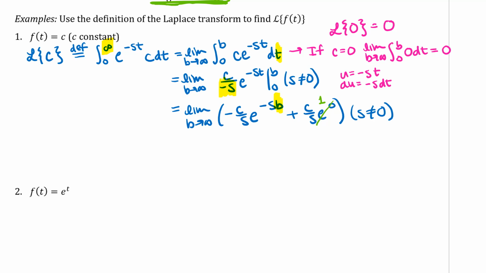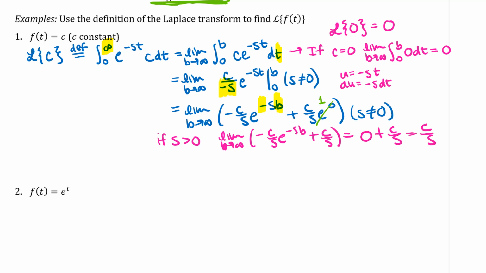And what happens to that as b approaches infinity is going to depend on the sign of s. All right, so we're going to break this down into two separate cases here. If s is bigger than 0, so s positive, the negative sign that's in front of the s in that exponential function will force this to be an exponential decay function as b approaches infinity, and that first term then would approach 0. That integral converges. Up here also, that integral converges.